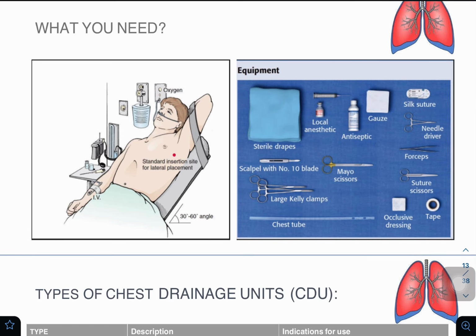What we need to do after a physician marks a site with an ultrasound is position the patient. In this case the patient is lying flat on the back with a hand behind the head, or in some patients sitting, leaning forward on a table with pillows, or in some patients the lateral decubitus position can be used. This is the list of the equipment we need.